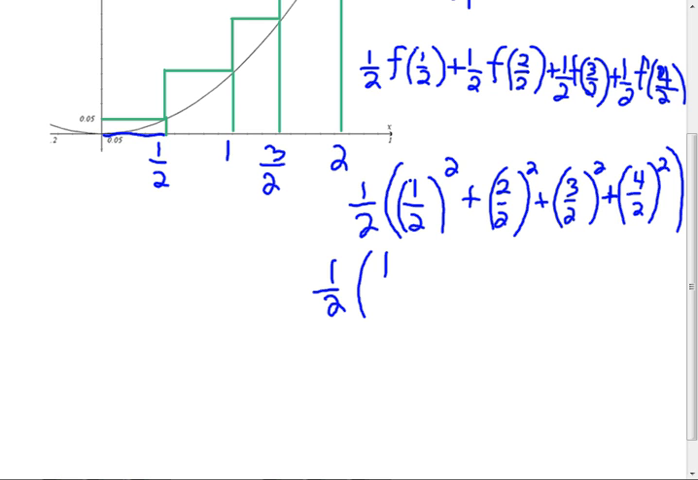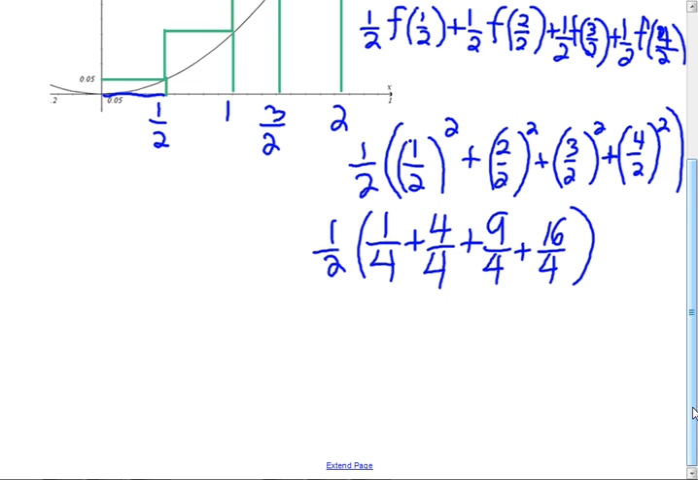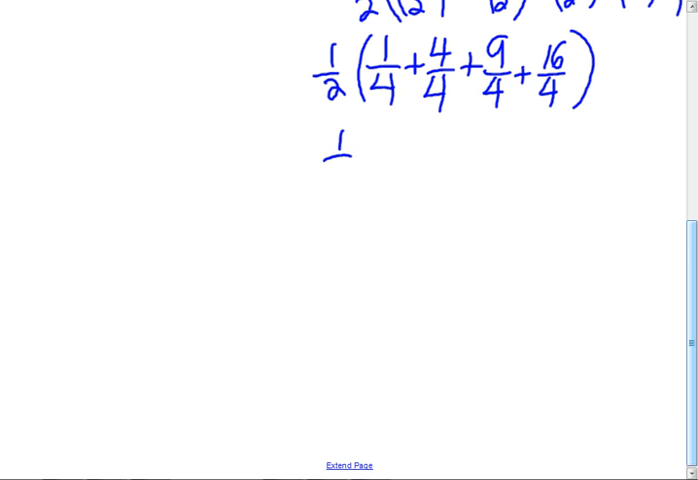So this is 1/4 plus 4/4, sorry, plus 9/4 plus 16/4. And then you just add them up. You know, 1 and 4 is 5, and 9 is 14, and 14 and 16 is 30. So it's 1/2 times 30/4, or 30/8.